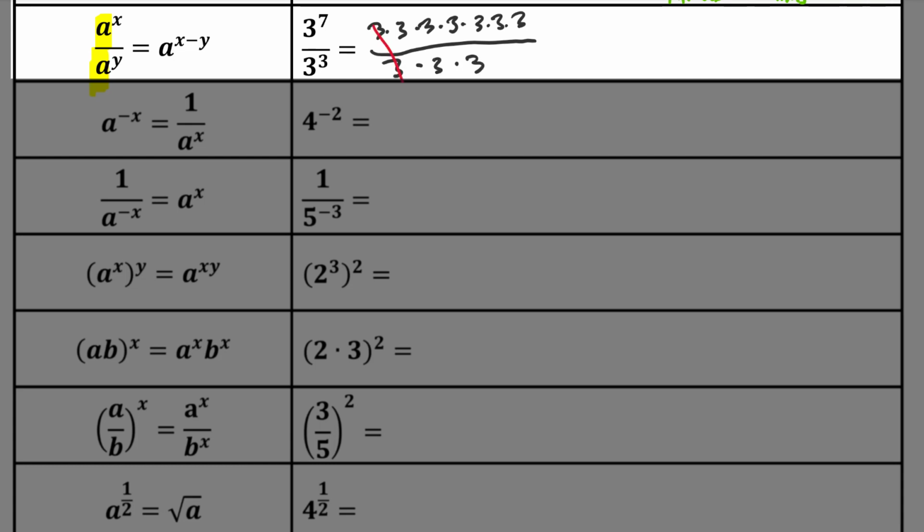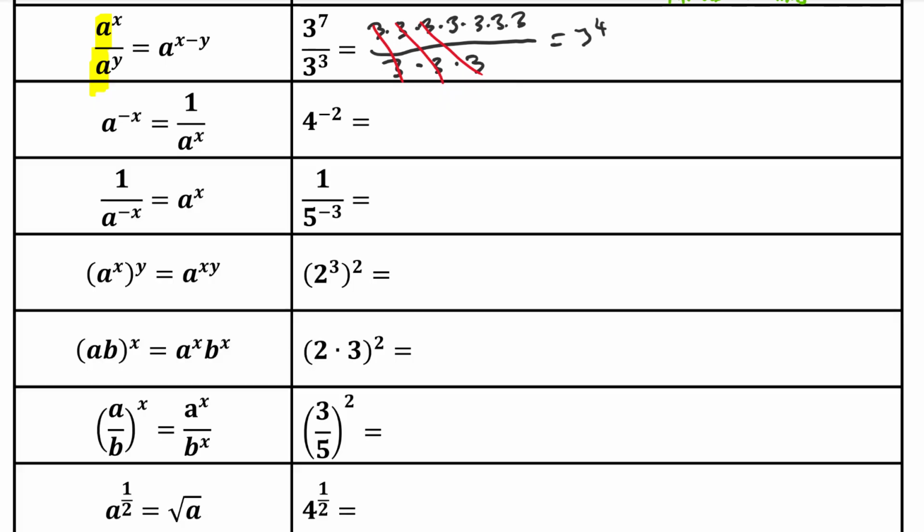And then over 3 times 3 times 3. Note what happens. Boom, boom, boom. They all cancel. And then I'm really left with how many 3s? That's a repeated multiplication of 3, 4 times. So I'm left with 3 to the 4. Or if we did it the other way using the rule, it would have been a subtraction, right? So it would have been 7 minus 3, which is 3 to the 4.